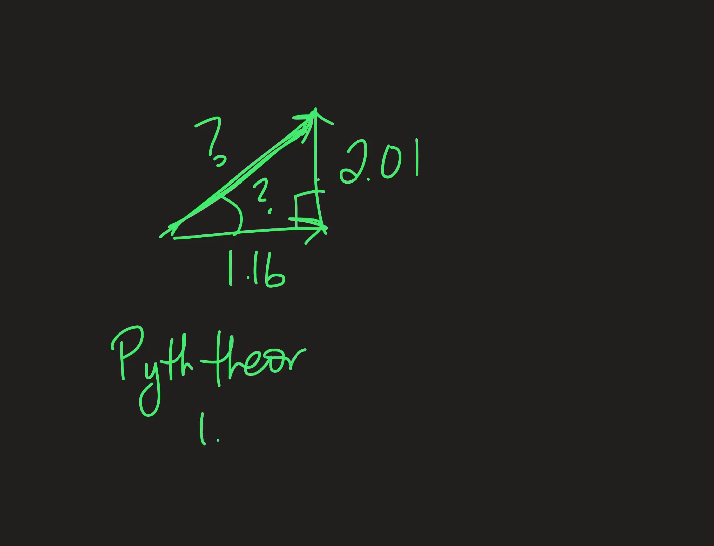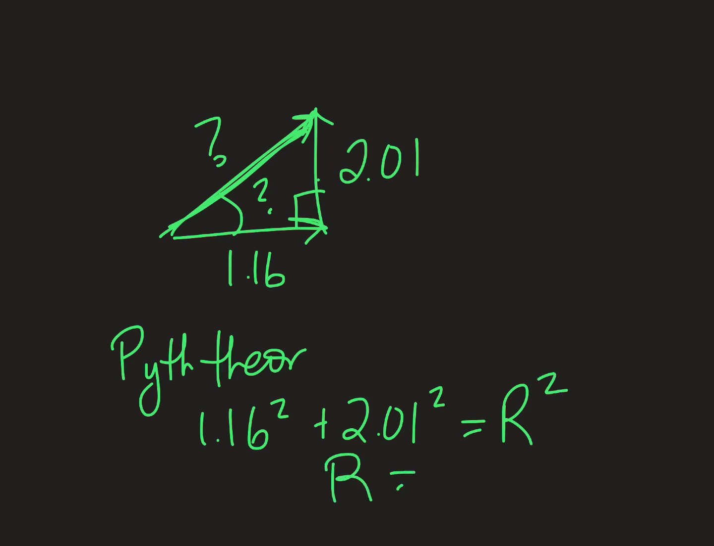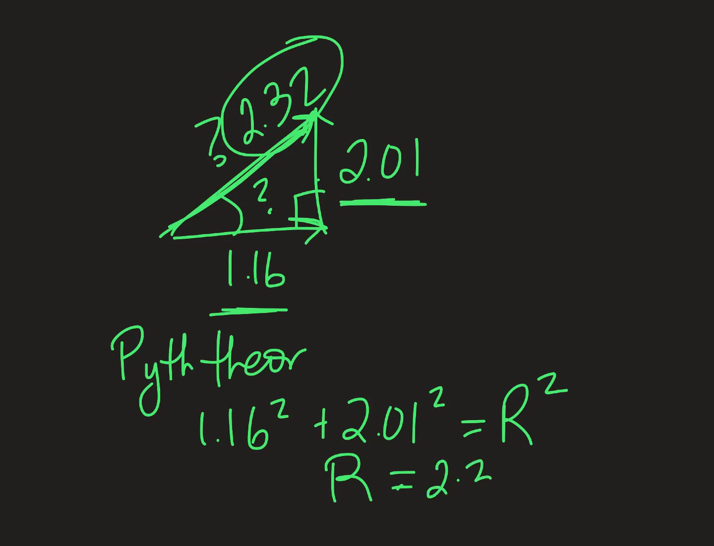So we're going to go 1.16 squared plus 2.01 squared, and that equals our resultant squared. And so our resultant comes out to 2.32. At least that makes sense because it needs to be bigger than either of the sides. Okay, so 2.32 is our resultant.